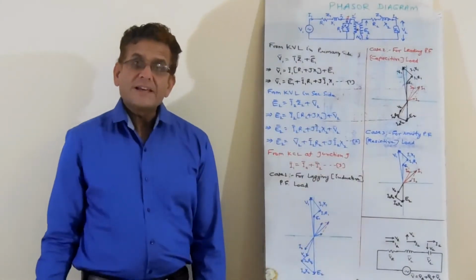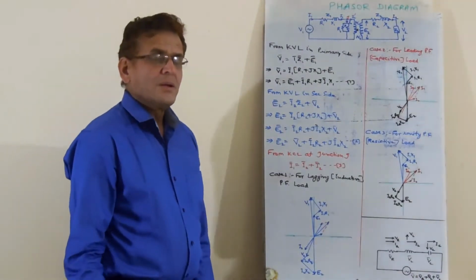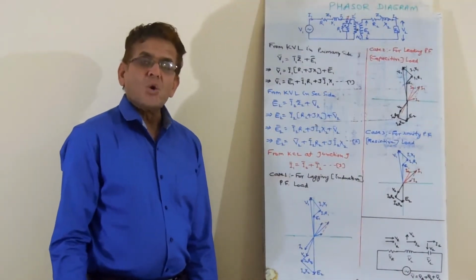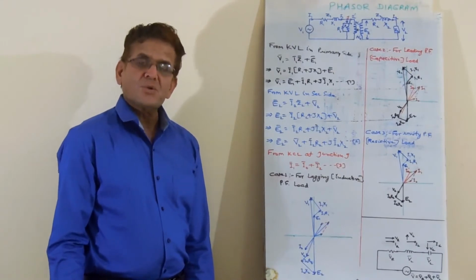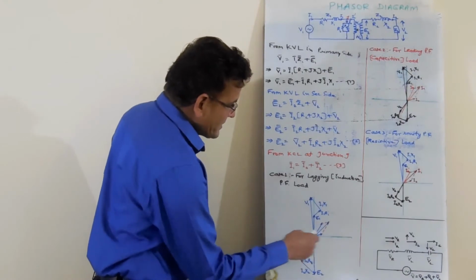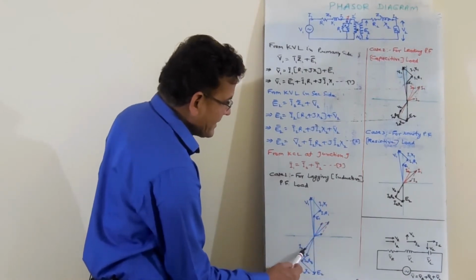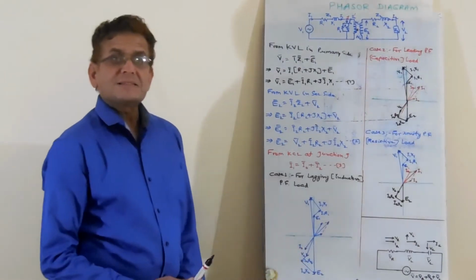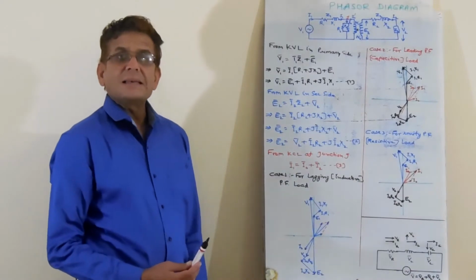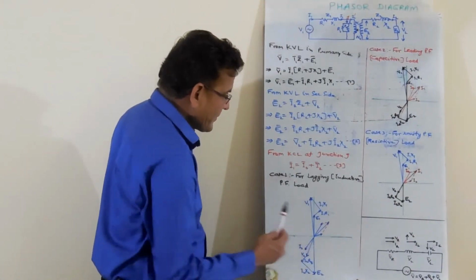Now from equation second, the load is a lagging power factor load. Means current in a load lags the voltage across load by certain angle, and here V2 is in this direction, and current I2 is in this direction, and current lags the load voltage by certain angle, this.